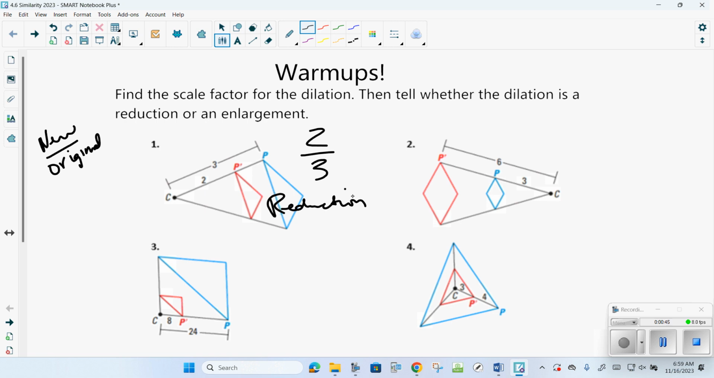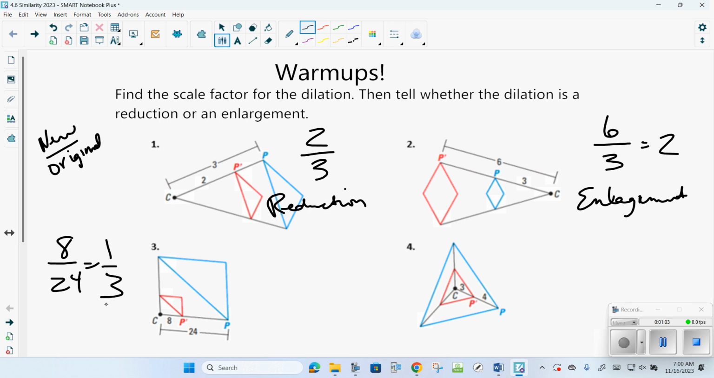The next one, new is 6. Original is 3. Reducing that would be 2, and that would be an enlargement, again, above 1. New is 8, original 24. Reducing that fraction is 1/3, making that a reduction because it's below 1. And the last one, new is 3, old is 4, making this also a reduction.